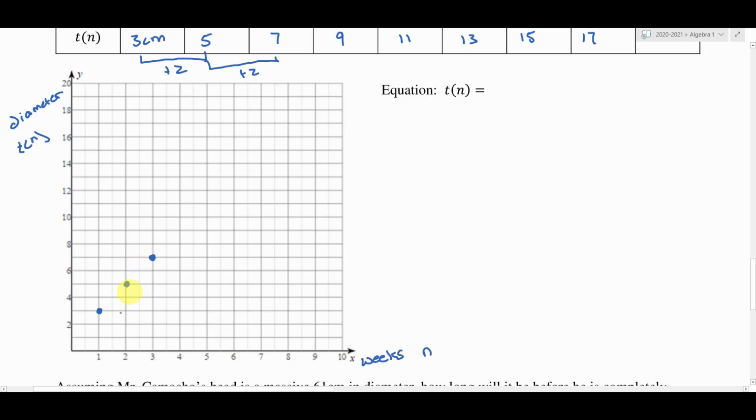And remember, for a sequence, we don't connect the dots here, right? So at 4, we're going to be at 9 centimeters. At 5, we'll be at 11. At 6, we'll be at 13. At 7, we'll be at 15. At 8, we'll be at 17. And then one more here. So at the 9th week, we'll be at 19. And there I can see the shape of my sequence. I can observe how Mr. Camacho's bald spot is growing, and it's growing in a linear pattern here. So it looks like it's making a line, but I cannot connect the dots here.